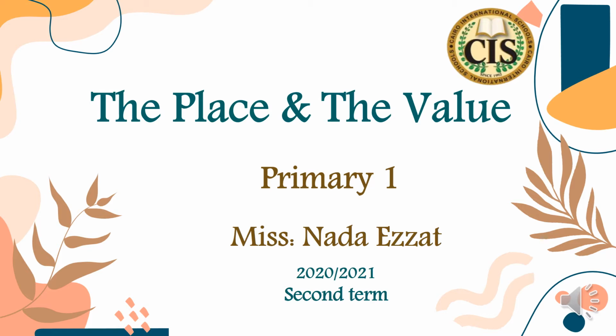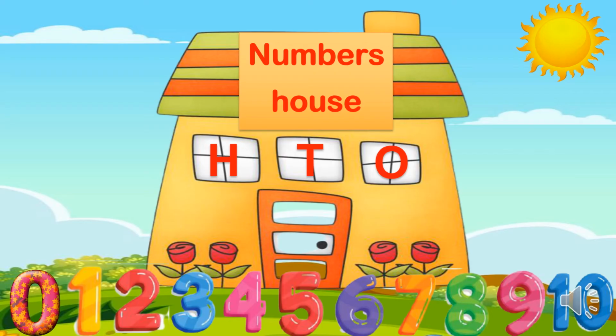Let's start our lesson. We have here Numbers house. It has 3 rooms. The first room is called the one's room, which is the smallest room. What does that mean? It means it takes only one digit number.